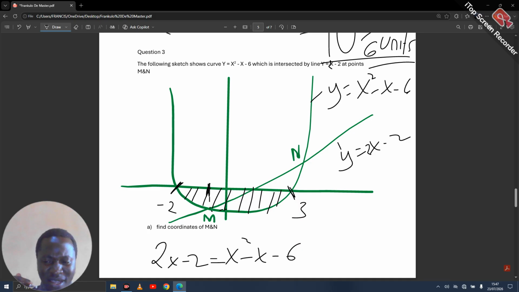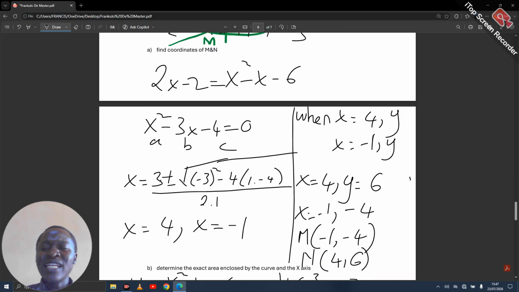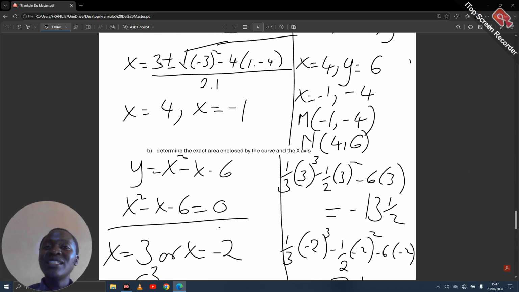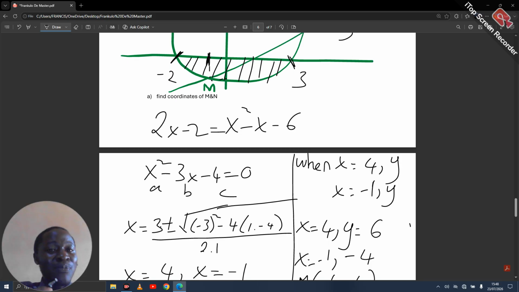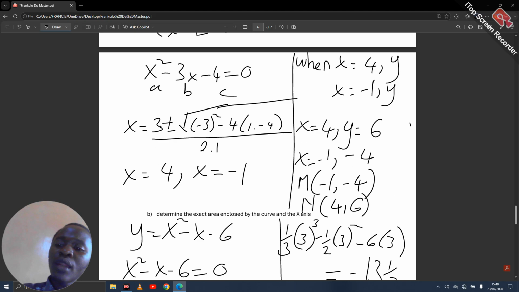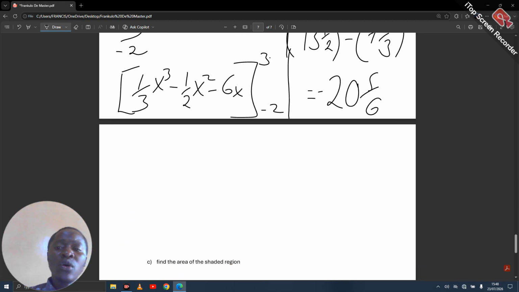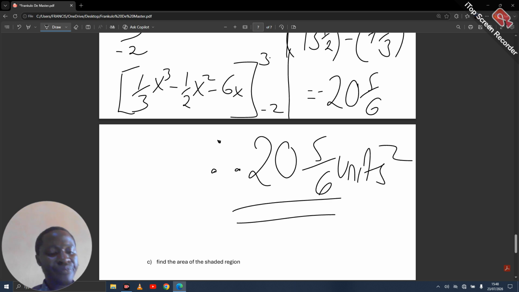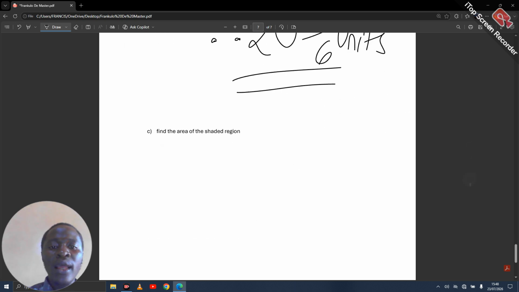So even if I were to do this question and I get my final answer to be positive, I will know that I'm wrong. I will automatically know that I'm wrong. Why? Because the area I'm being required to get is below the x-axis, and my final answer must be negative. So if my final answer is negative, I'll know that area cannot be negative. So I ignore that negative. Therefore, the area is 25 all over 6 units squared. Understood up to that point? Let us check the last part.